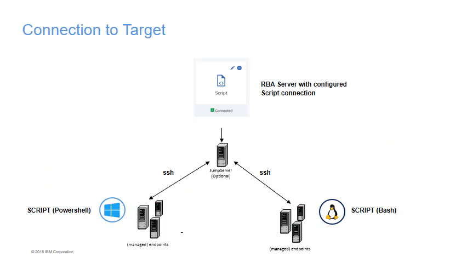In order to automate scripts on target endpoints, it is necessary to configure the script connection in Runbook Automation. Only one script connection is required to allow the execution of scripts on as many endpoints as needed, independent of the operating system running on the target. Target systems are connected only by using the Secure Shell protocol, SSH. The authentication to each target is done by RBA public key only.